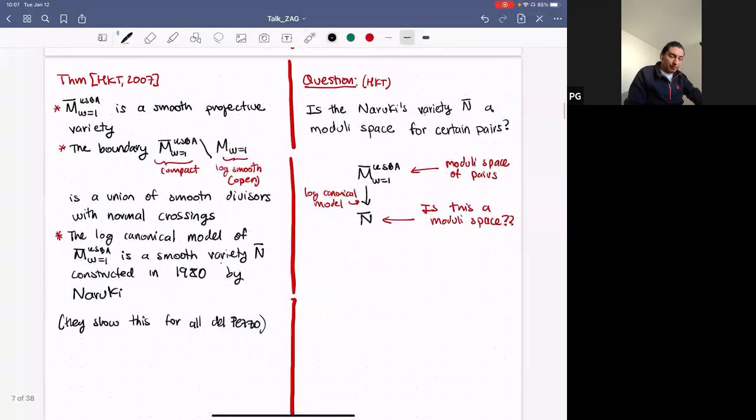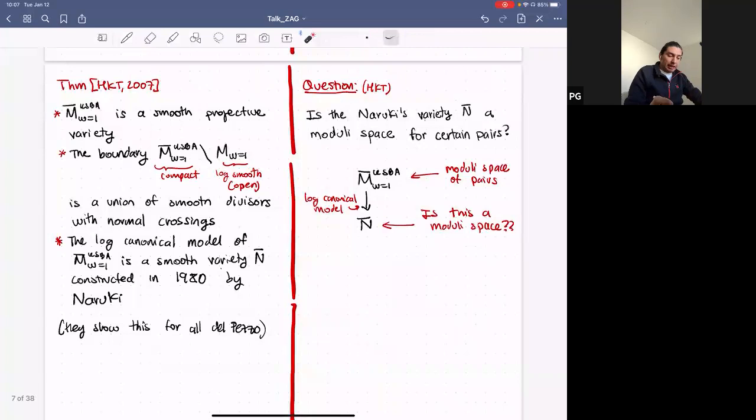And so after they answer all these questions and much more, there is a question that Hacking and Keel kind of point out. You have this compactification, which is your moduli space, and if you think about it just as a variety with your log canonical model, you wonder, is this Naruki variety a moduli space itself? Because a priori it's not. You would like to know this answer. And this Naruki variety has been around for 20 years already. So I would like to know if it has a meaning in the context of moduli spaces.